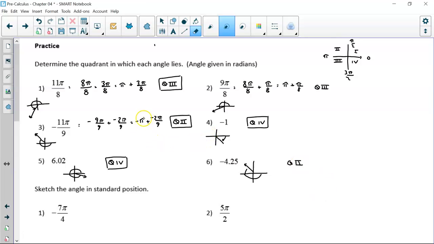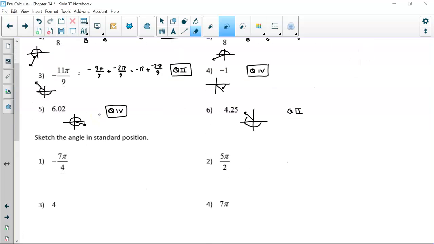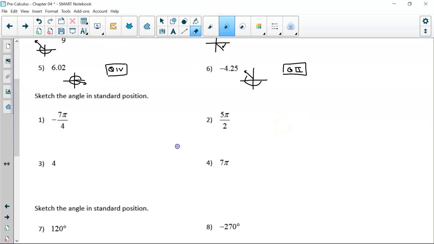Now sketching the angle in standard position. Here's where we're going to draw our terminal side and our initial side. So standard position, our vertex is on the origin. So negative 7 pi over 4. That's the same as negative 4 pi over 4 plus negative 3 pi over 4. So it's going to be negative pi plus negative 3 pi over 4.